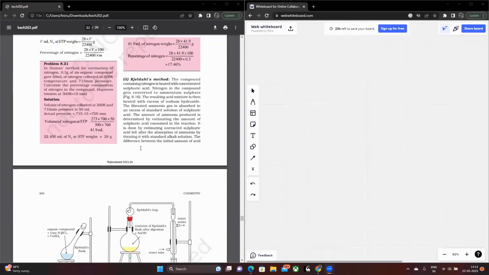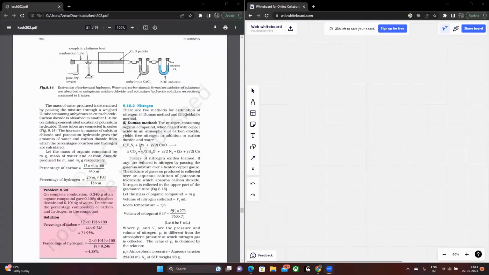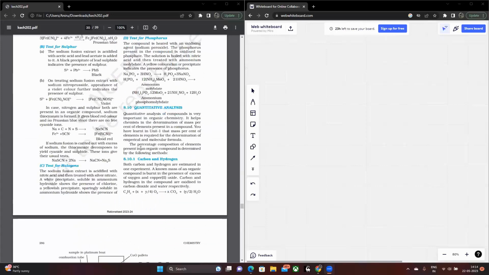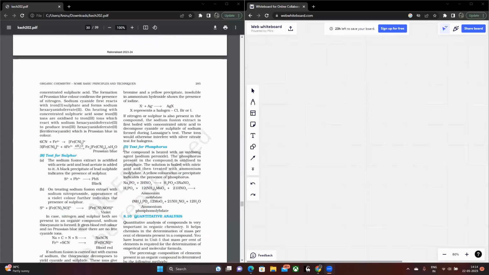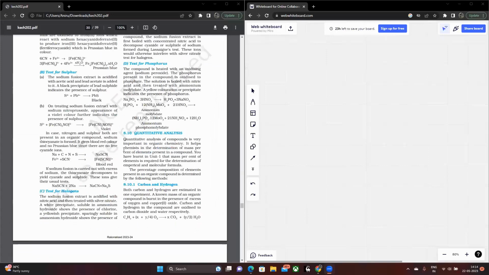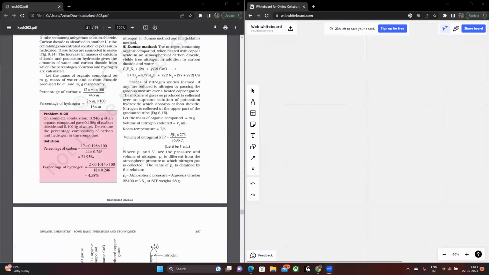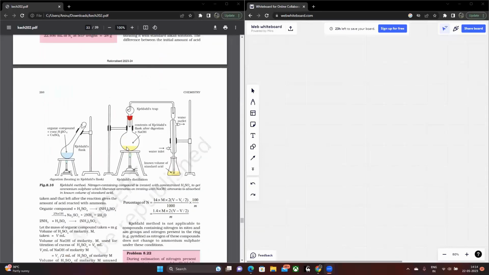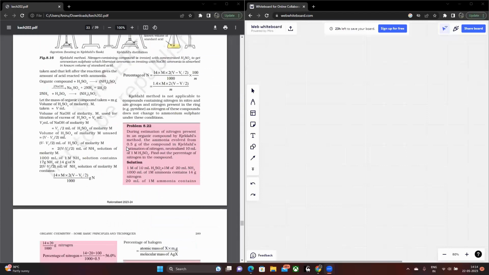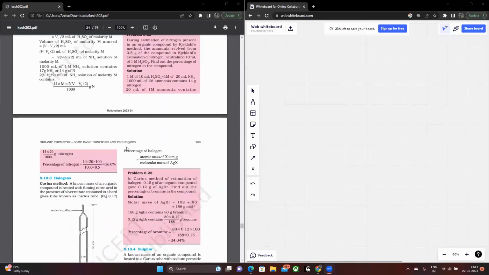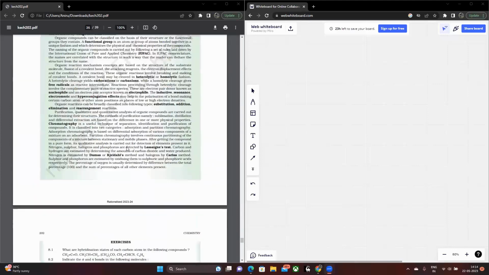Finally, you deal with the different estimations. That is how you actually quantify if some element is present in a given organic compound. And you get to see how exactly you determine how much of that element is present in the compound, in the form of percentages or in the form of molar masses, whatever it be. But you get to know how you estimate the number of atoms of nitrogen in some given organic compound, let's say aniline or something. Those things you get to know in this chapter.